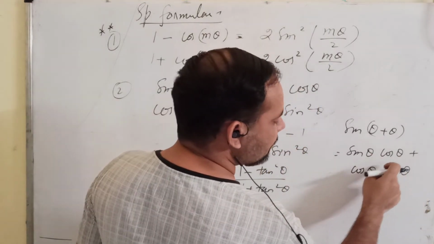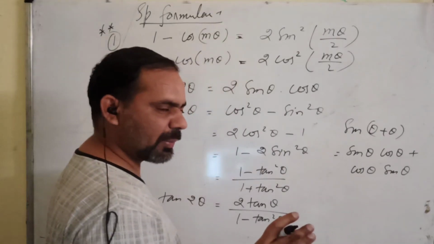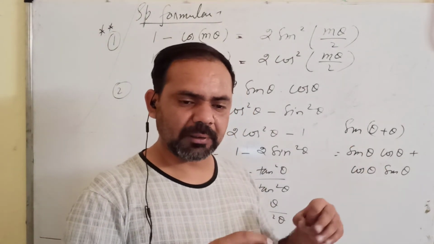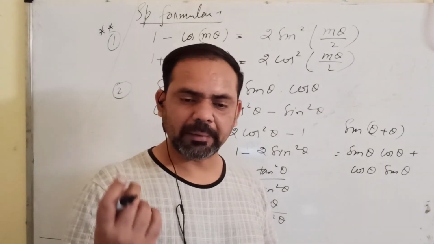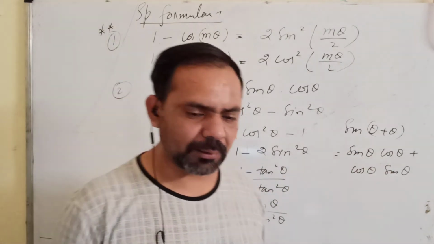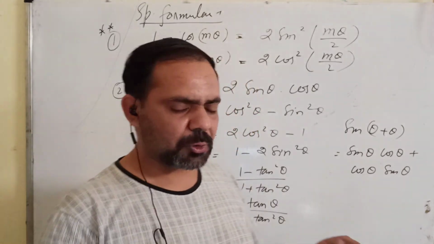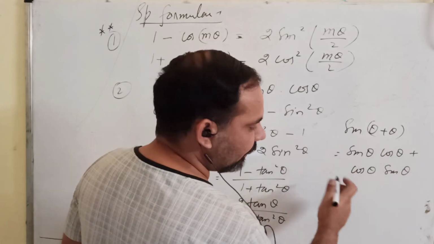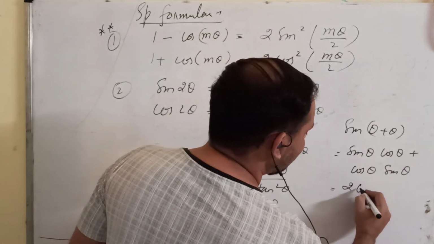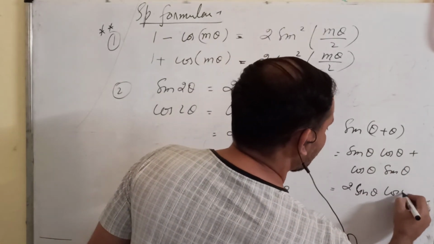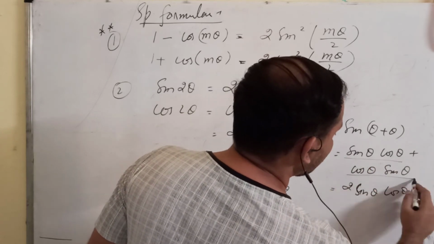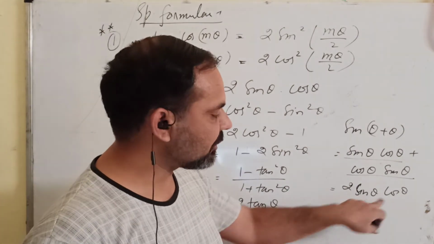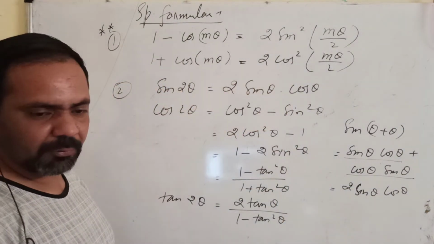Now sin theta into cos theta and cos theta into sin theta are the same thing, because the ratios of these angles give you real values, and the product of real numbers is always commutative, meaning 2 into 3 is the same as 3 into 2. So cos theta into sin theta is the same as sin theta into cos theta. So when you add them, you get 2 sin theta cos theta. So this is the formula.